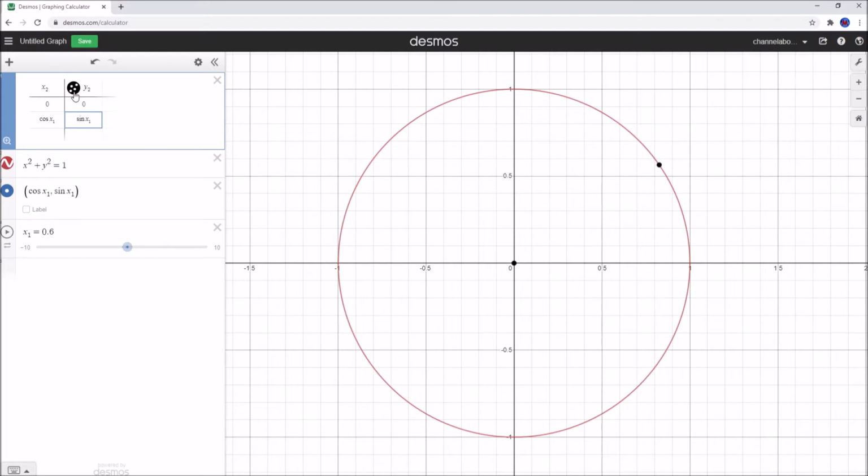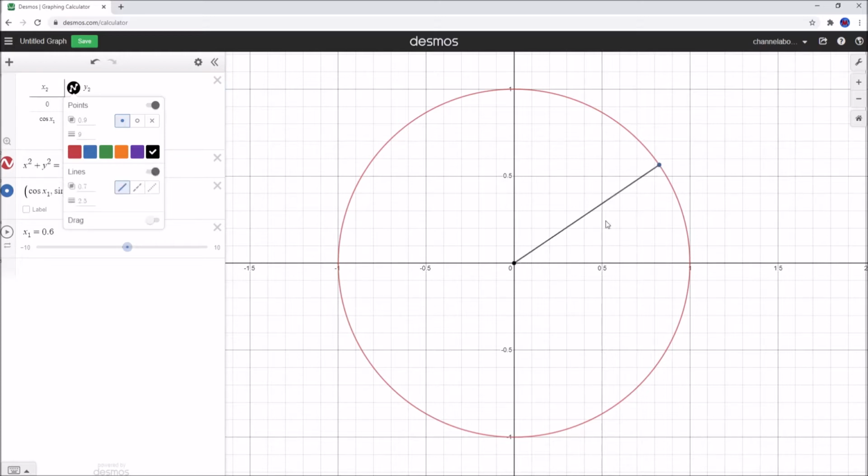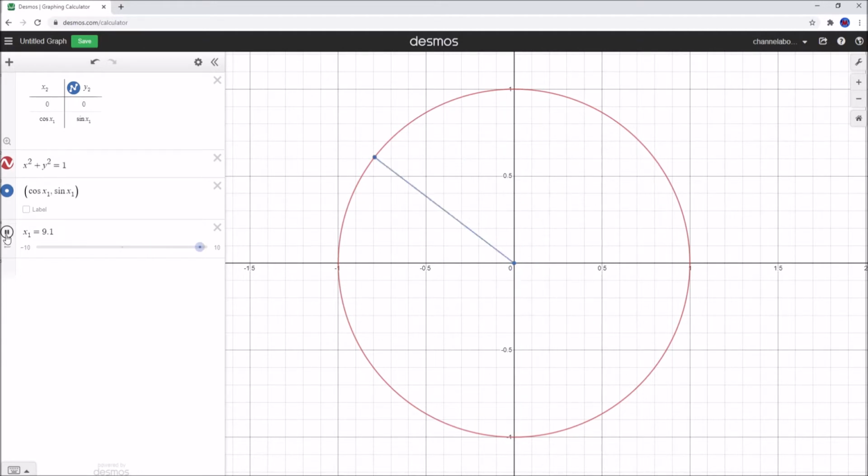And you'll see that if we click on the dot here and we click on lines, it's going to give us a line from this point to this point here. And we could make the line coloured black or blue or whatever colour we so desire. So if we were to press play on this, you'll see that this line rotates round about the circle just as we require. Now let's tidy this thing up a little bit.